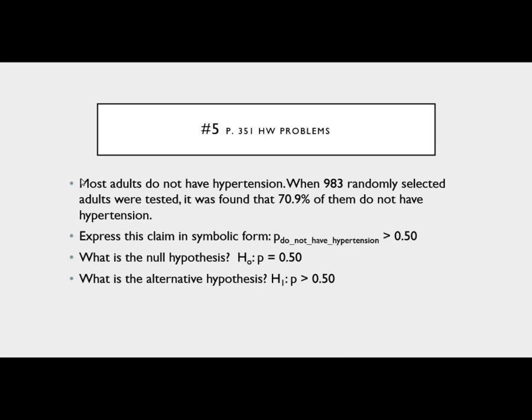So we just said most adults don't have it, all right? What I'm saying in symbolic form is that the probability of people who don't have it is more than half, because that's most, right? More than half. So what's the null? The probability is equal to 0.50, and the alternate is that the probability is greater than 0.50. We don't even have to deal with the fact that we found that 70.9% of them don't. We're just expressing this in symbolic form.